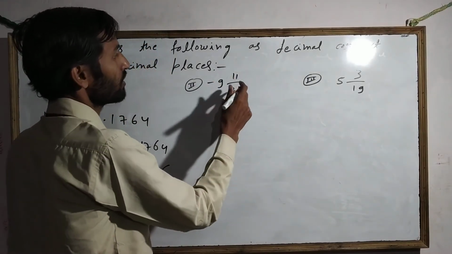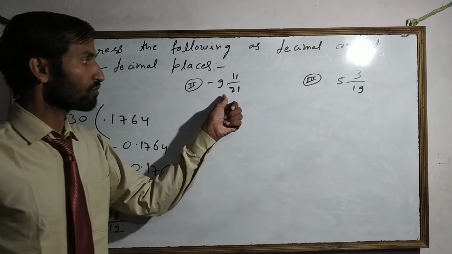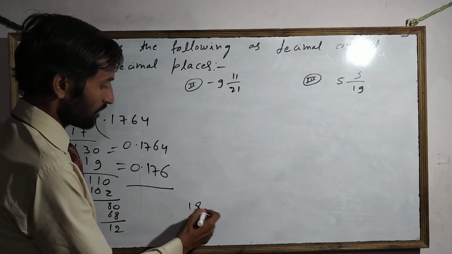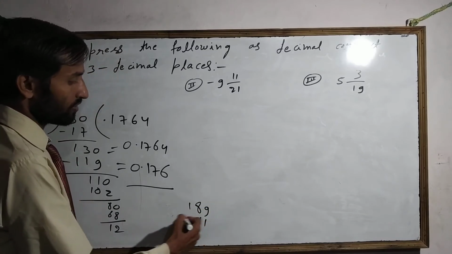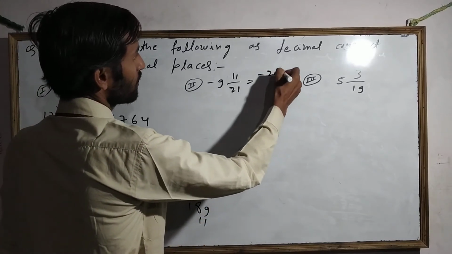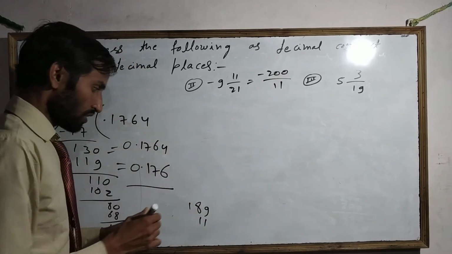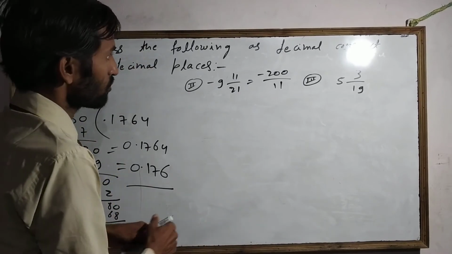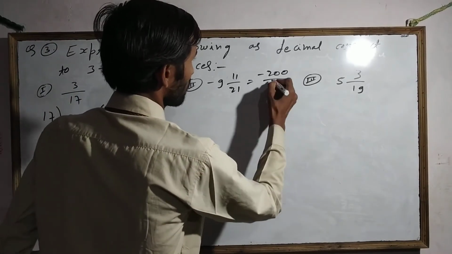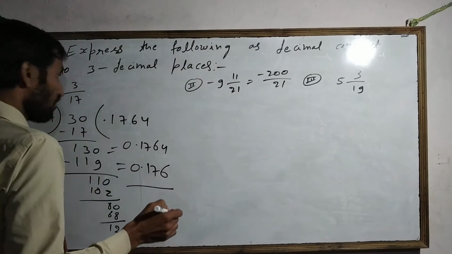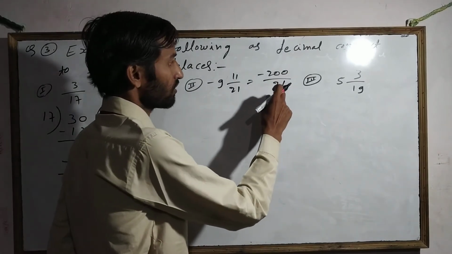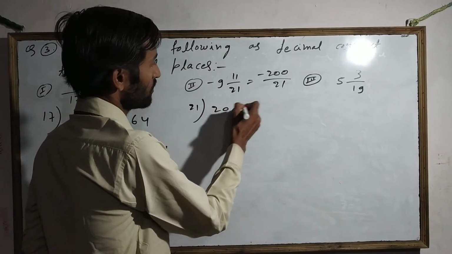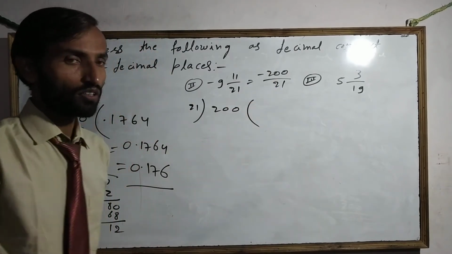A negative sign is given and a mixed fraction is also given. So first of all, remove the mixed fraction. 21 times 9 is 189, plus 11 gives 200, so it is minus 200 upon 21. Now we will divide minus 200 by 21, meaning the divisor is 21 and the dividend is 200. Just ignore the minus sign, at last we will put the minus.